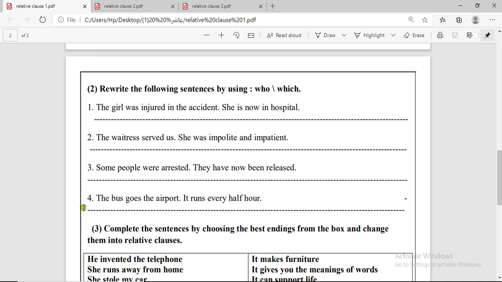Okay. Number 4, the bus. Here we have to use what? Which, because we are talking about a thing. The bus which goes to the airport runs every half hour. We have to delete it because it refers to the bus, and here they refers to the people, she refers to the waitress, and here she refers to the girl. Because of that we have to delete them. So again, the bus which goes to the airport runs every half hour.